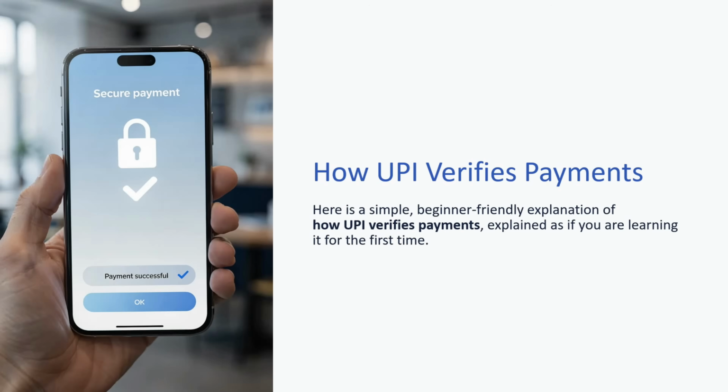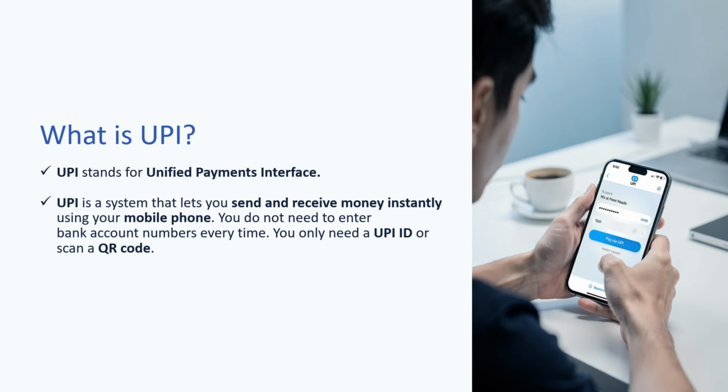This video will explain how UPI verifies payments. What is UPI? UPI stands for Unified Payments Interface. UPI is a system that lets you send and receive money instantly using your mobile phone. You do not need to enter your bank account numbers every time. You only need a UPI ID or scan a QR code.